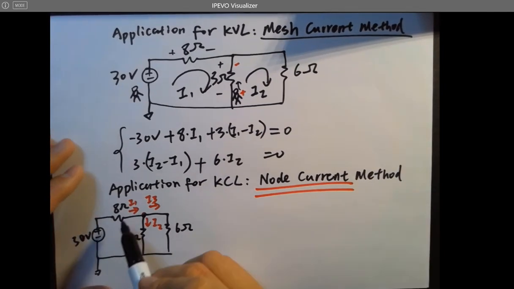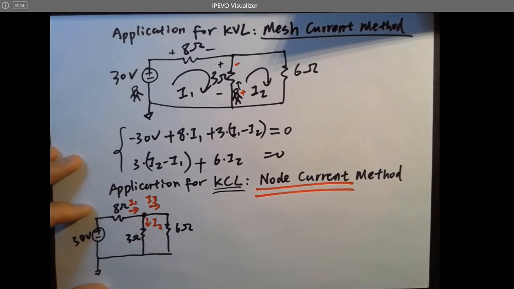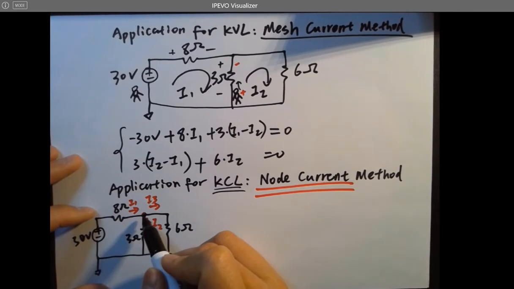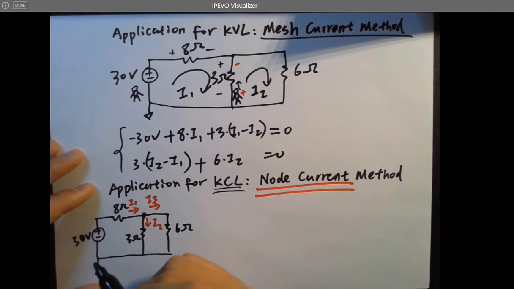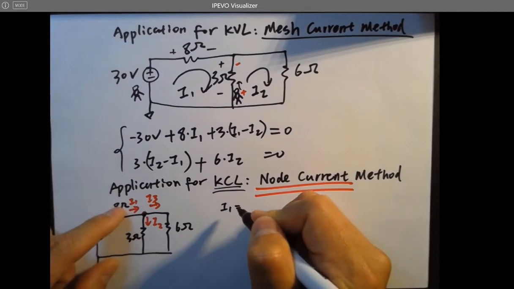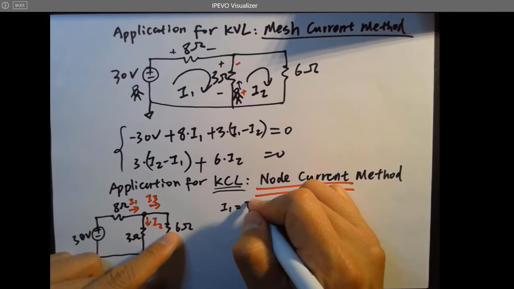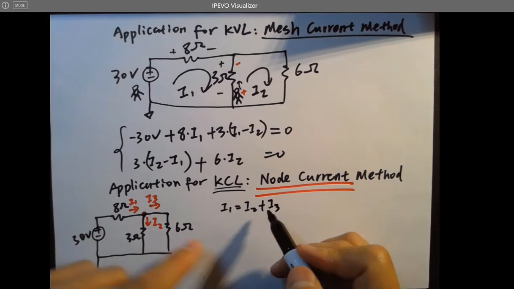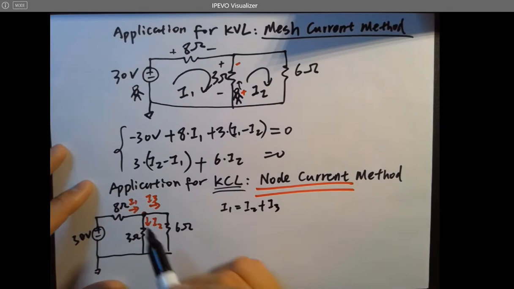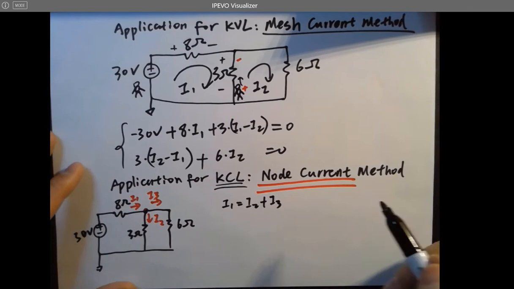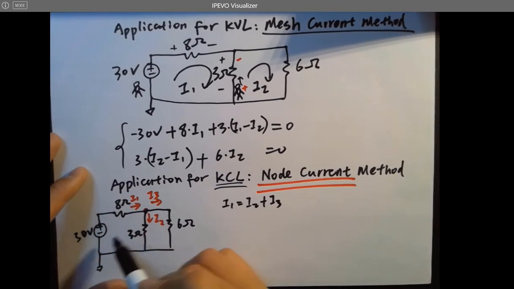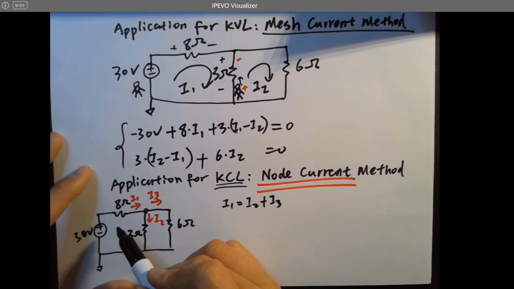According to KCL, the currents flowing into the junction equal the currents flowing out from the junction. So you can list one equation instantly, right? It's going to be I1, which is getting into the junction, equals I2 plus I3, which are going out from this junction. Now you have 3 currents. I'm pretty sure you can list all these equations for every single branch in the circuit.